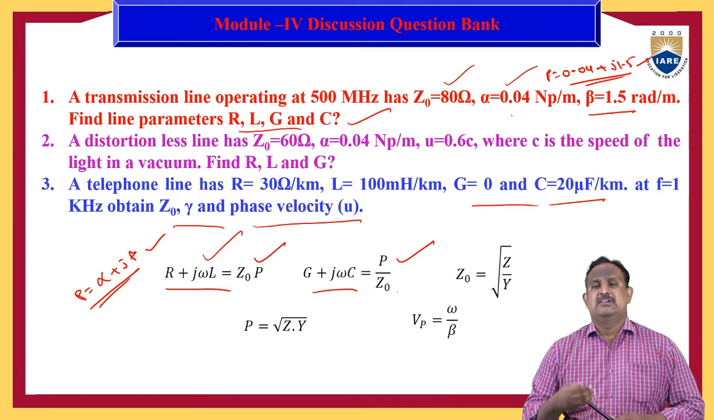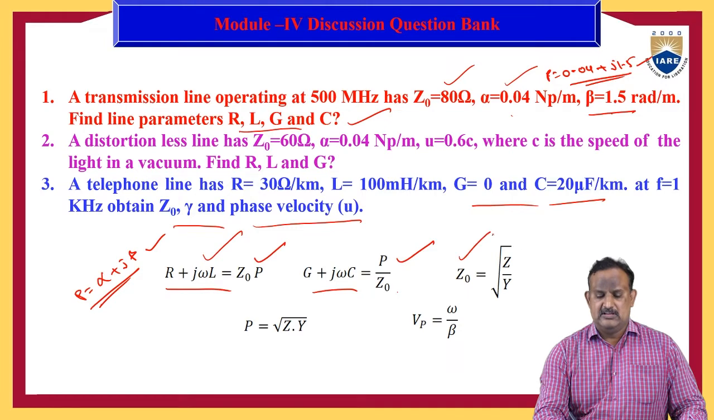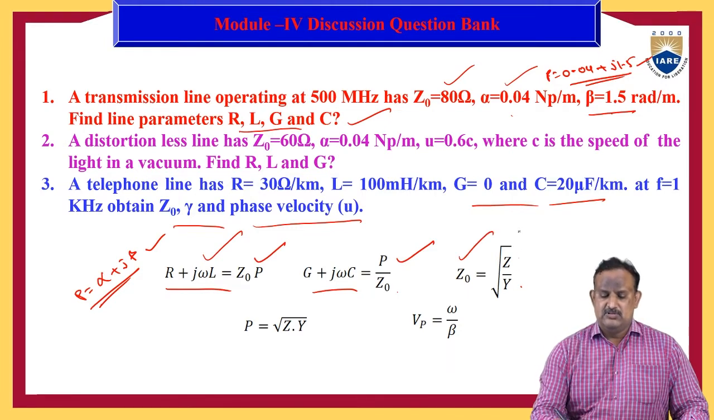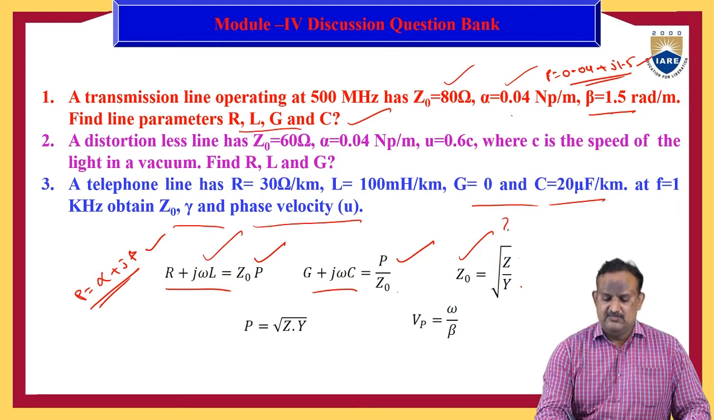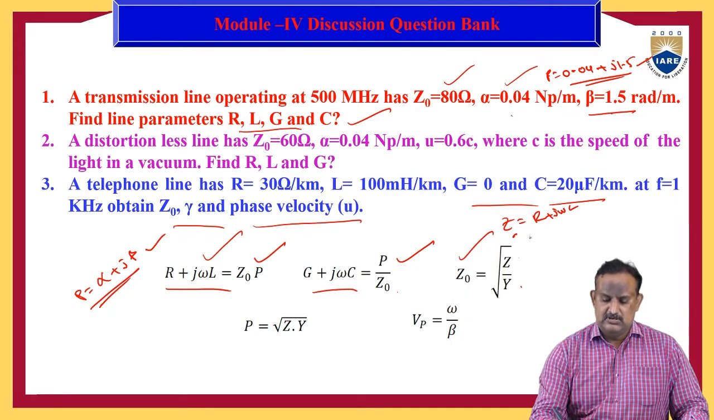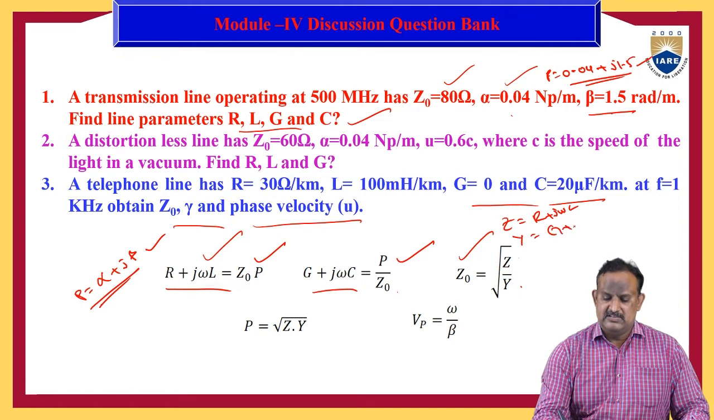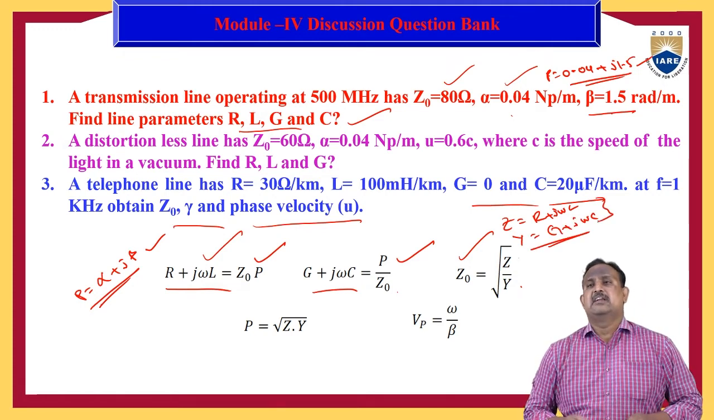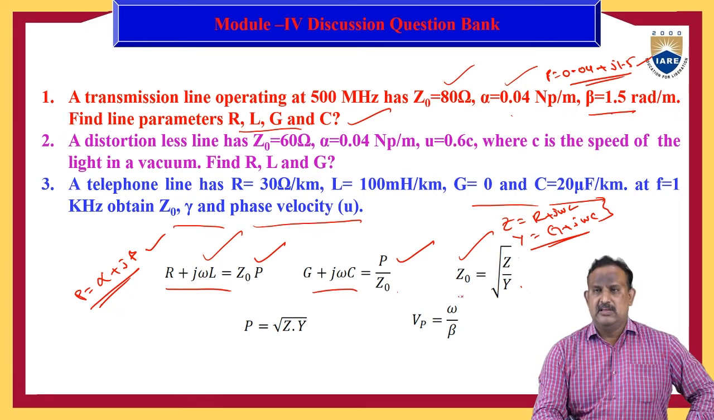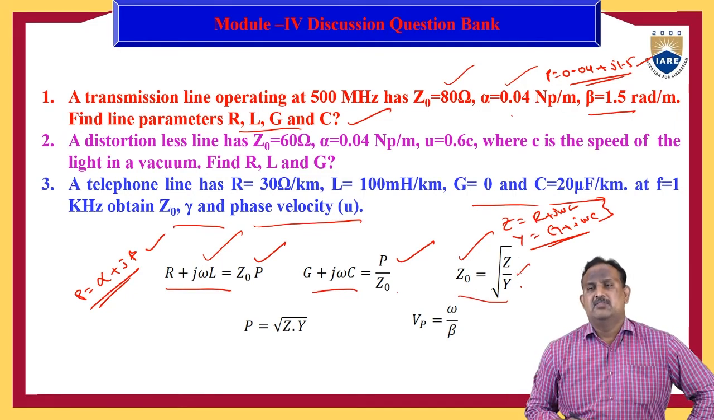Here we need to find the Z0 value, that is, the characteristic impedance. Z0 is equal to root of Z by Y. First of all, we need to find the Z value, Z equal to R plus j omega L, and Y is equal to G plus j omega C. By using these two, we can find the characteristic impedance Z0. So first write the expression for the Z value, then write the expression for the Y value. If you substitute in the characteristic impedance, we can find the Z0 value.